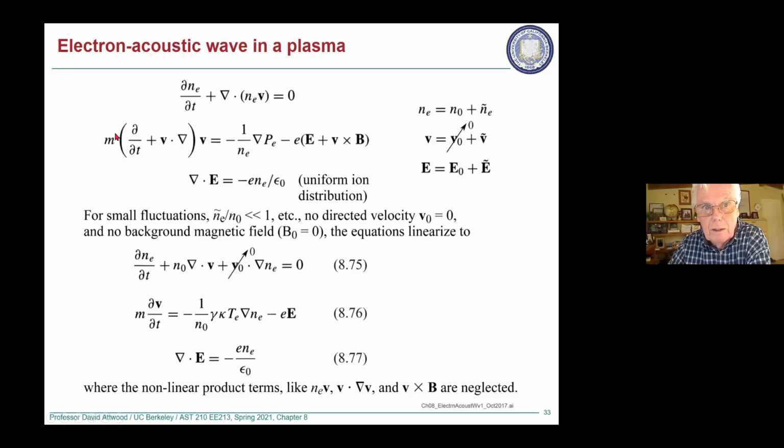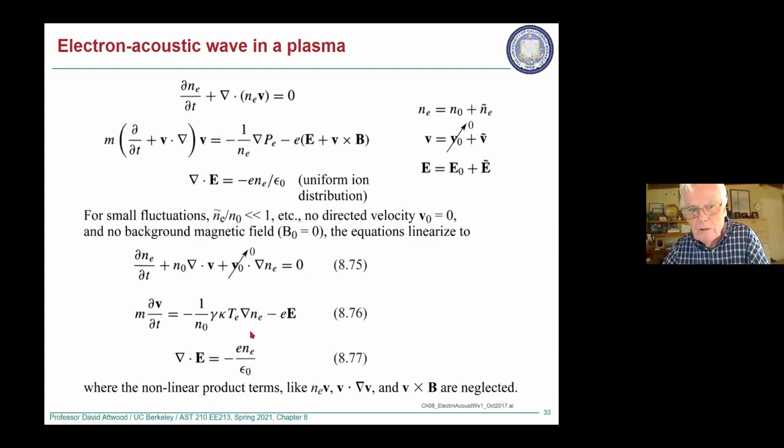And if we make these substitutions into these equations, then the continuity equation looks like this, and the momentum equation looks like this, where we've made some substitutions. And the nonlinear terms have all been neglected. We're just looking for small amplitude waves that naturally propagate in the plasma.